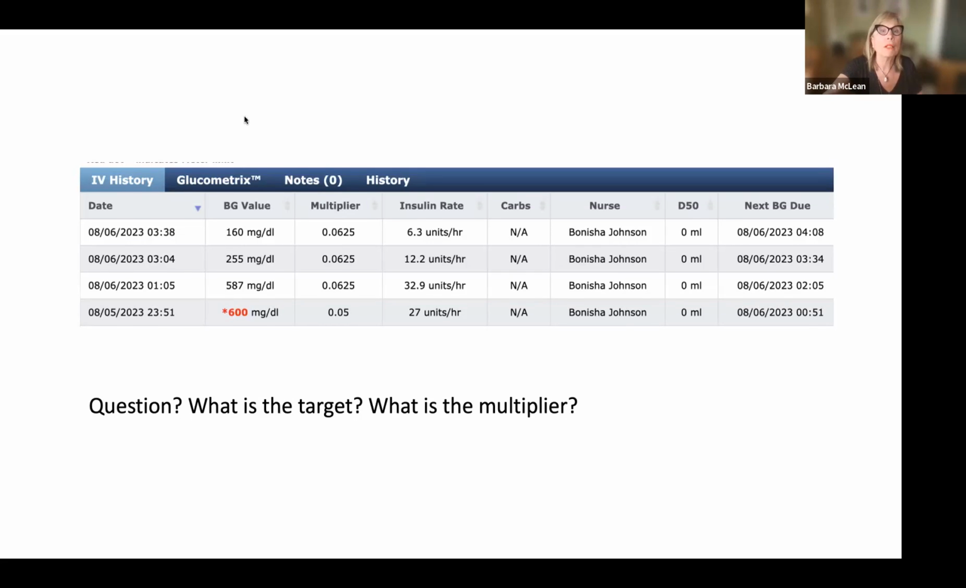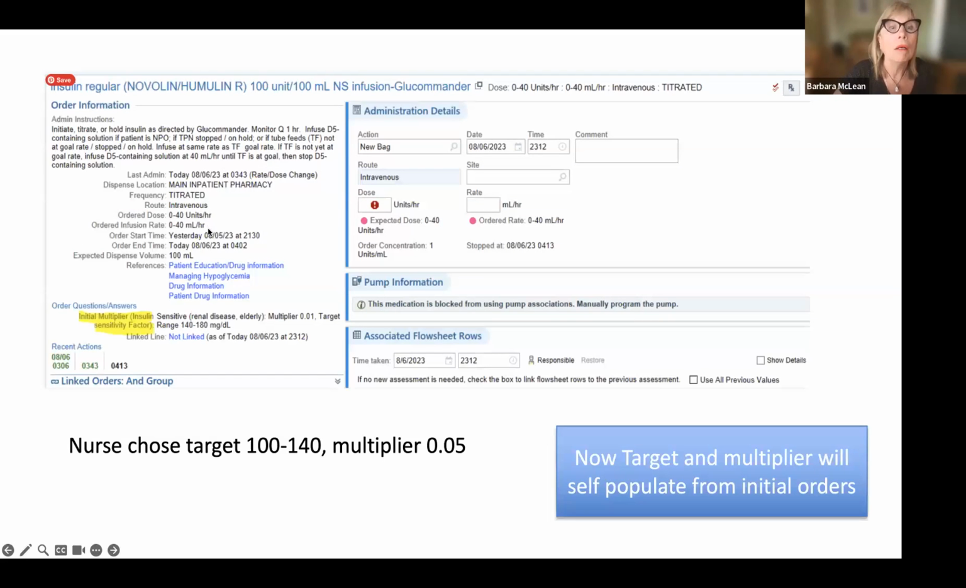And when I looked at the chart, I actually saw that the order was 0.01, target 140 to 180. So, sometimes people are in a hurry and they just kind of click. So that was concerning. It didn't go on very long. Thank goodness somebody called me about it because they were worried about how much insulin the patient was getting. And they wanted to know what I thought was wrong. When I looked at it, it was pretty obvious to me.